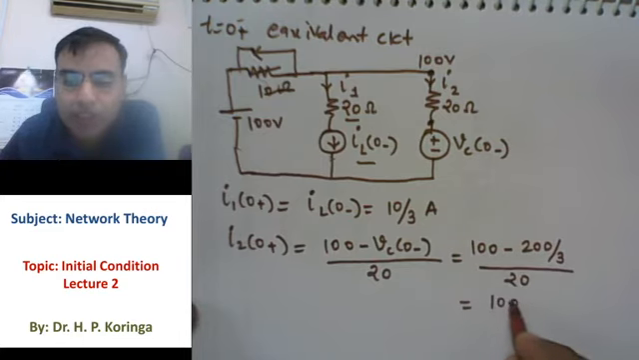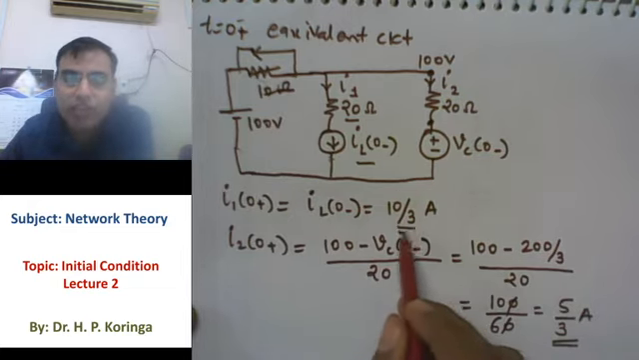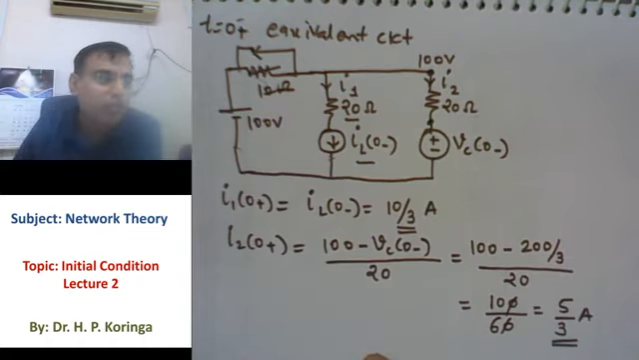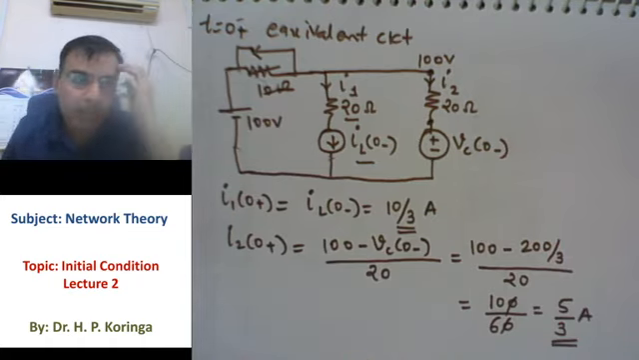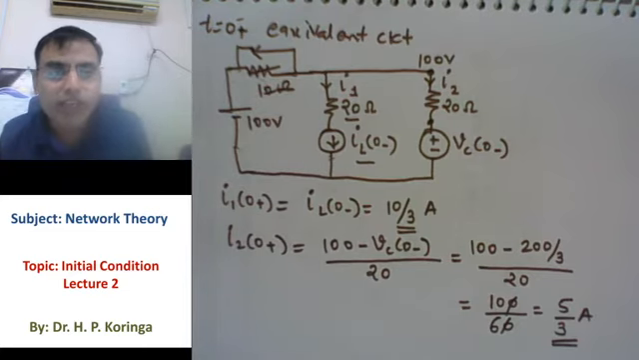So 100 divided by 60, that is 10 by 6, which is 5 by 3 ampere, right? So our answer: I1 of 0 plus is 10 by 3 ampere, and I2 of 0 plus is 5 by 3 ampere. Now the third part is we have to find the first derivative of I1 at 0 plus, that is dI1 of 0 plus.